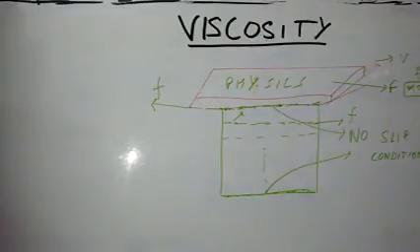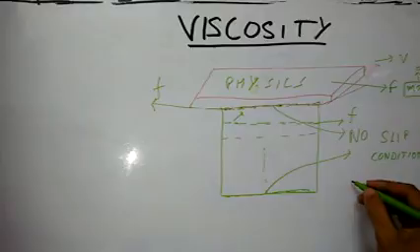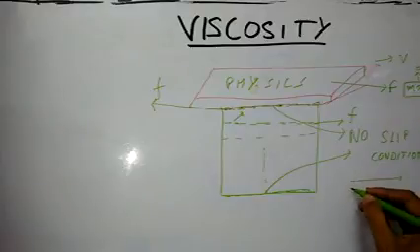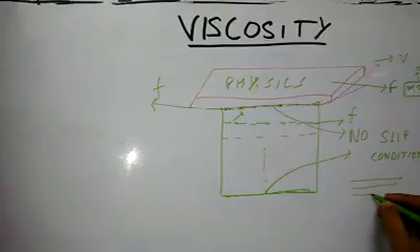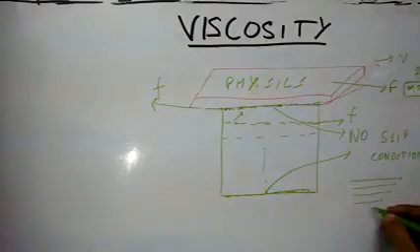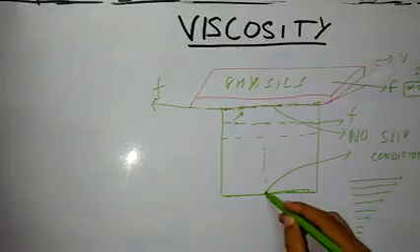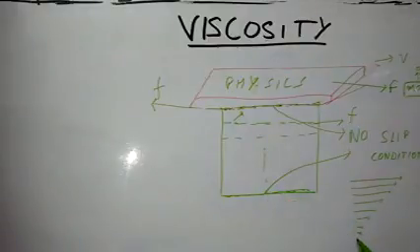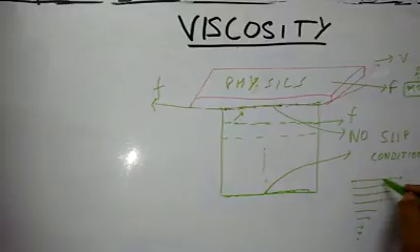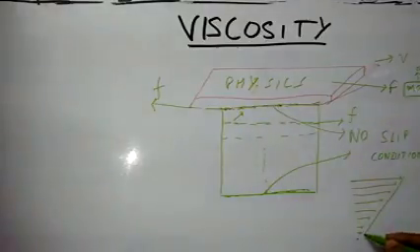And now I'm going to make the streamlines of velocity of the layers. So it goes like this. At this point the velocity is 0, and here the velocity is maximum. It keeps on decreasing and decreasing and decreasing, and that's it.